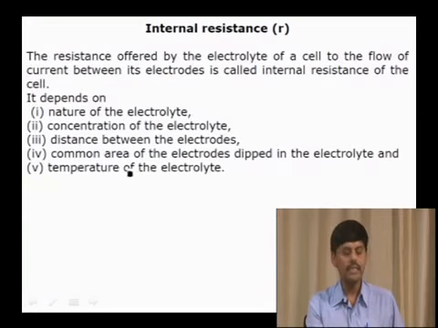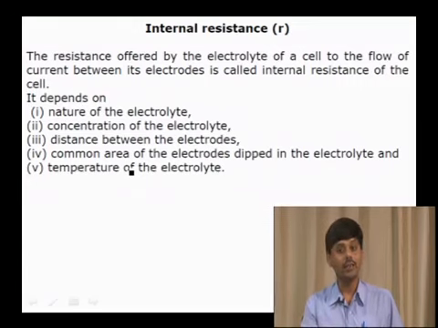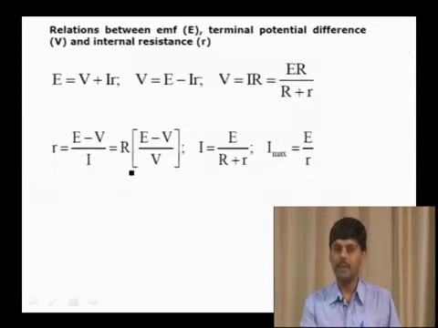This internal resistance of a cell depends on 5 parameters. Number 1 is the nature of the electrode, concentration of the electrolyte, distance between the electrodes, area of the electrode, and temperature. Because of all these points, the internal resistance depends.